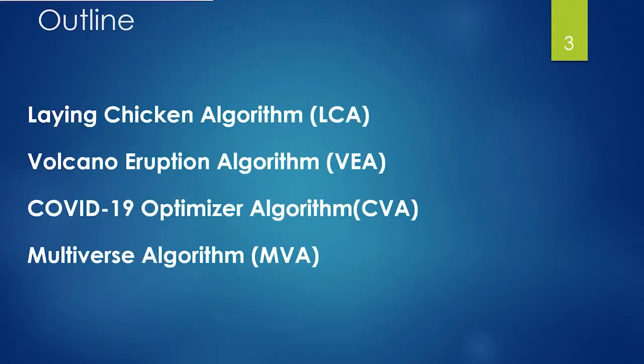In this paper, we have proposed four efficient and recent meta-heuristics for the transportation problems: lane chicken algorithm, LCA, volcano eruption algorithm, COVID-19 optimizer algorithm, and multiverse algorithm as very efficient and recent meta-heuristics to solve the problem.